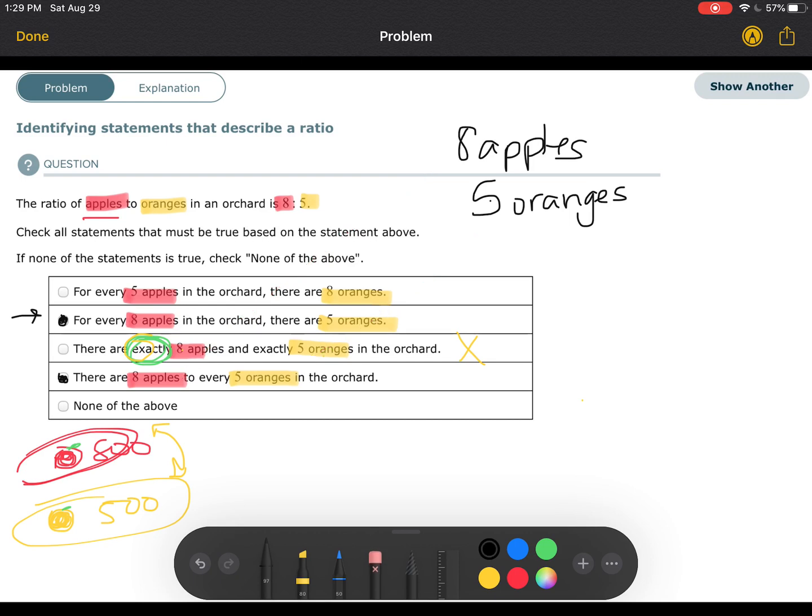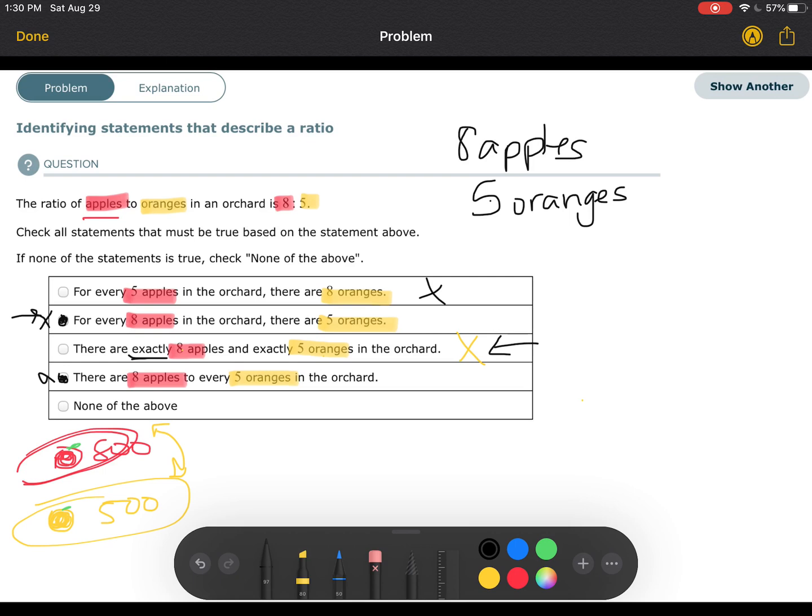So even though this is in the right proportion, it is not exactly. Okay. And these guys, all the other ones, this one, and this one is not in the right proportion. So make sure you're taking the time to look for the word exactly or something else. I'm pretty sure exactly might be the only trip up word in there. But all the other answers that you have are incorrect except these 2.